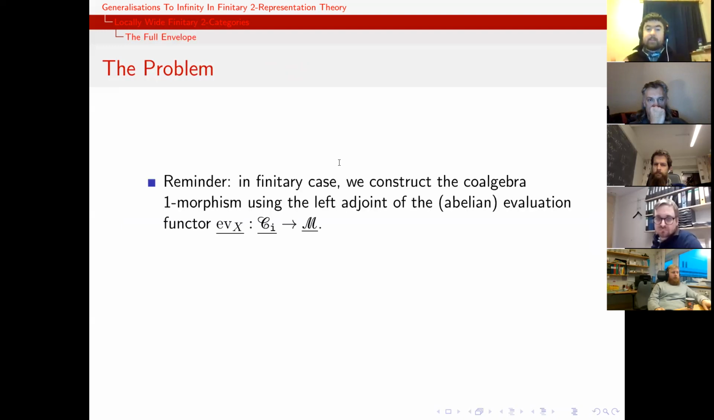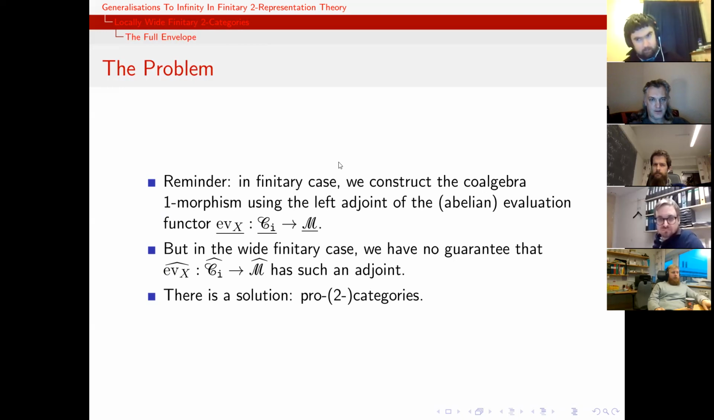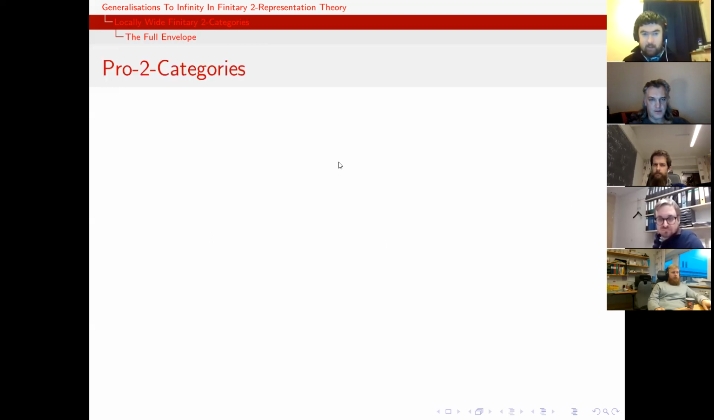So the problem is that in the finitary case, we construct the algebra 1 morphism using a left adjoint of this abelianized evaluation functor, which by various theory based on this specific setup exists. But in the wide finitary case, we have no such guarantee. We don't know that just taking this abelianization has an adjoint. We know it's exact, but we don't know more than that. However, there is a solution, and that is pro-categories, or technically pro-two categories.